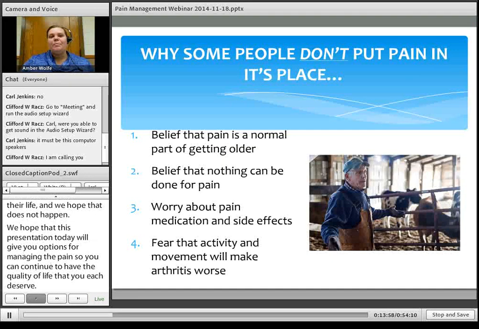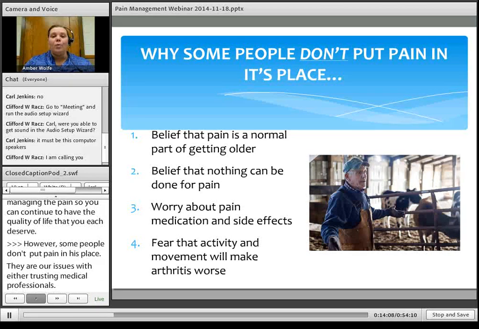However, some people don't put pain in its place. There are issues with either trusting medical professionals. There are some issues with pride and just thinking that you have to be able to work through the pain and maybe not complain about it because there are instances out there that could be much worse for you. However, any instance of pain needs to be taken care of at any level.